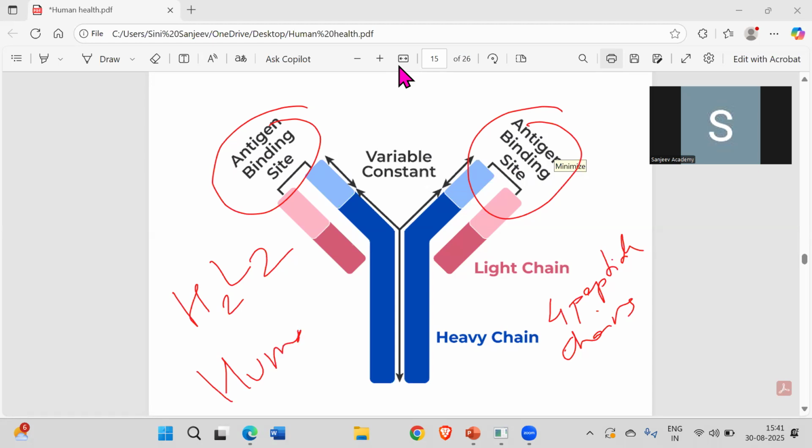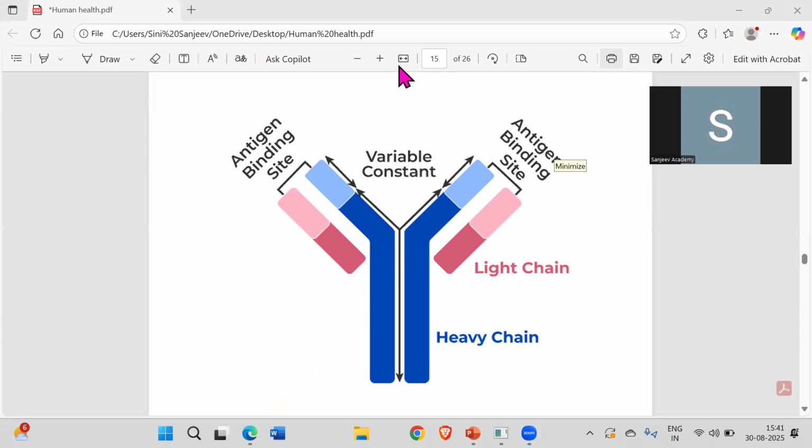Humoral. So humoral means what? It is nothing but the response which involves your antibodies. Whenever antibodies are involved, we also call it AMI, which means antibody mediated immunity. So this is how the overall structure of the antibodies looks.